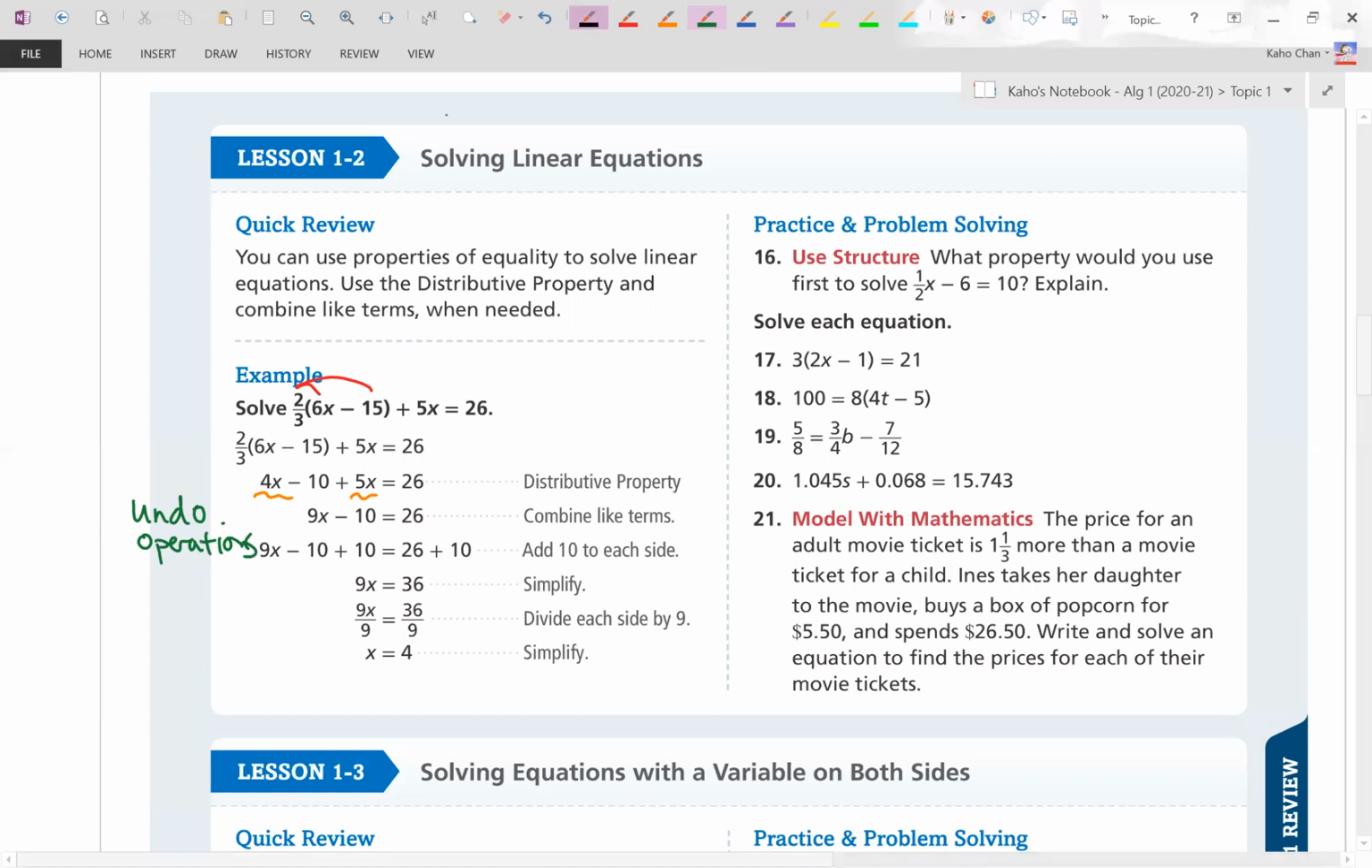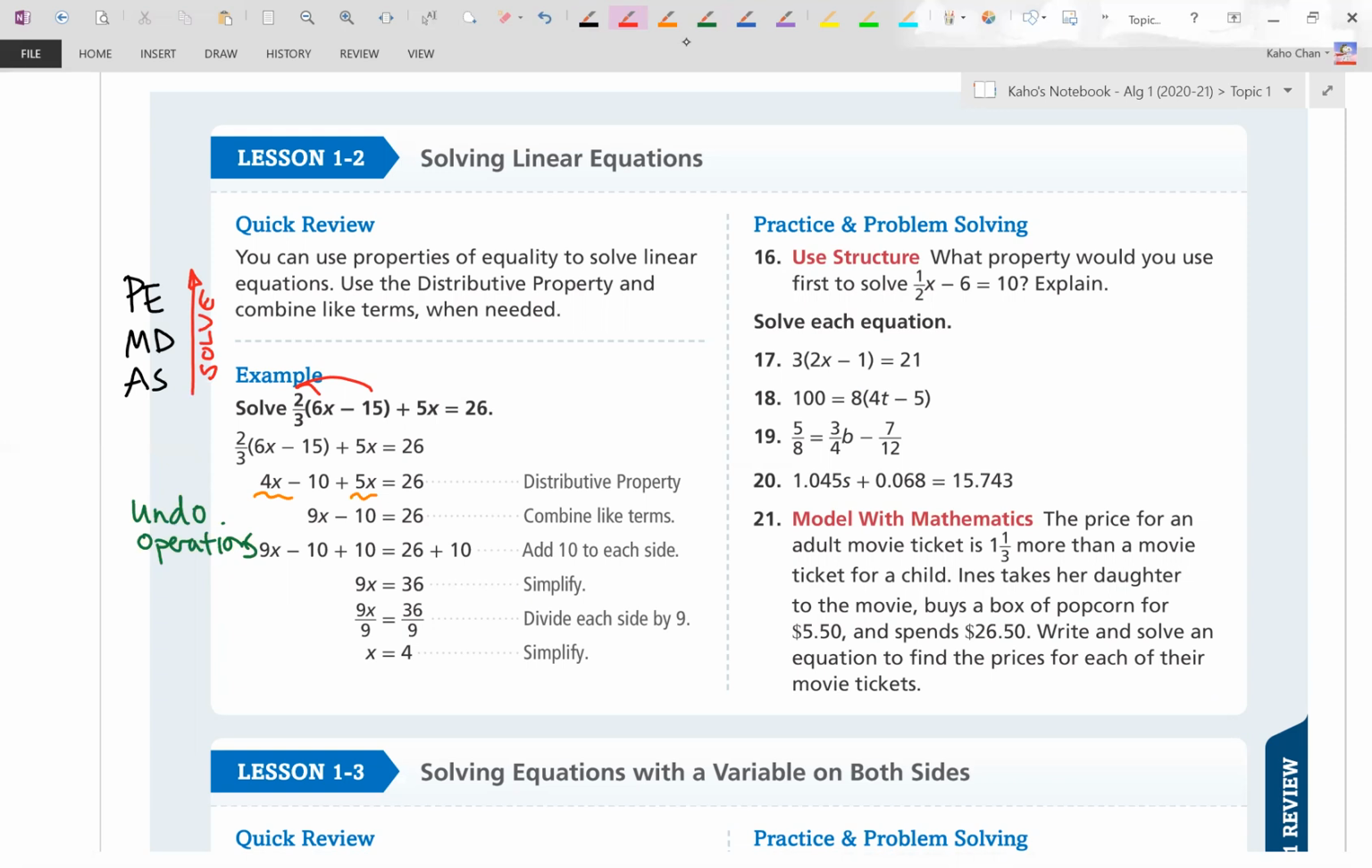And we are referring to PEMDAS backwards. And moving everything away from x, they get rid of the add and subtract first by adding 10 to both sides and then dividing by 9. Great example there on the left, involving all kinds of properties.